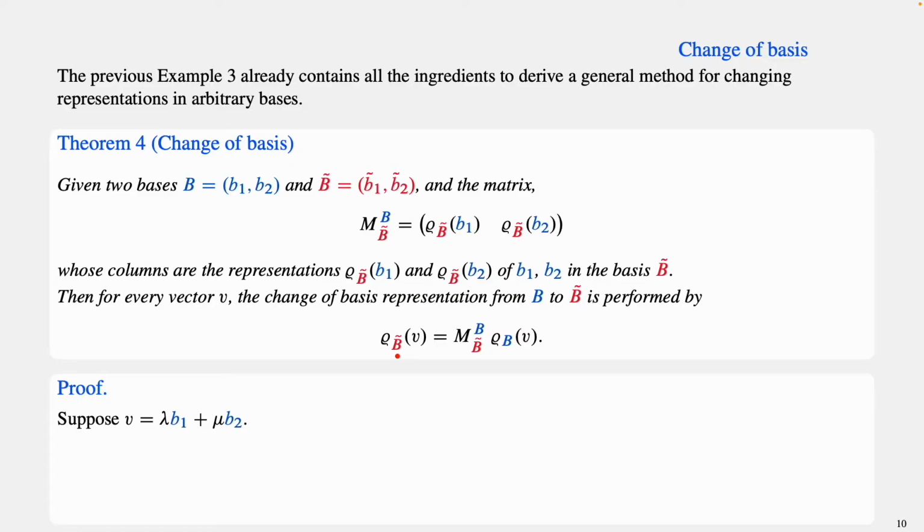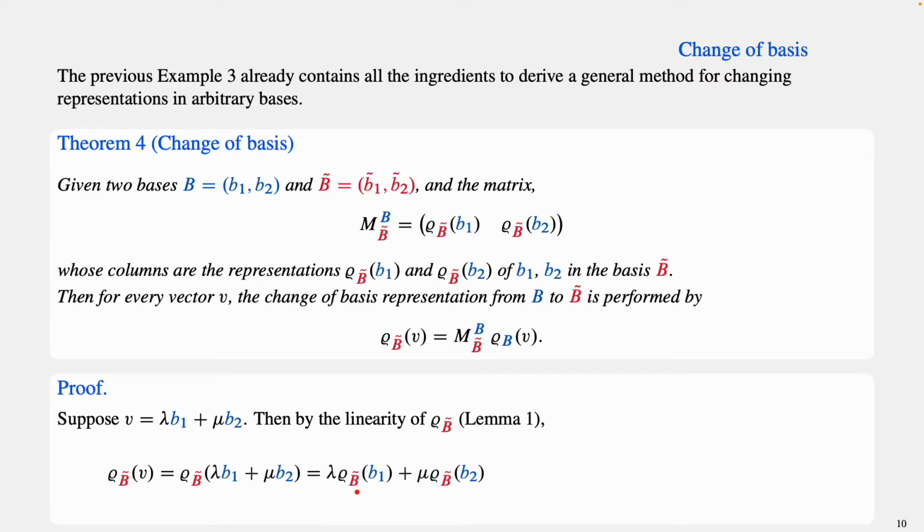Now let's prove this. The proof is actually not very difficult. It's pretty much repeating what we did in the example before. So suppose V is represented uniquely in the basis B1, B2 as lambda B1 plus mu B2. And then we already know that these basis representation maps are linear. We've seen that in lemma 1. So we apply rho B tilde to V, so to this linear combination. So rho B tilde of V is rho B tilde of this. By linearity, this is lambda rho B tilde B1 plus mu rho B tilde B2. And that's the same as multiplying the vector with entries lambda, mu by the matrix which has these two vectors here as columns. So that's precisely the matrix we defined here.